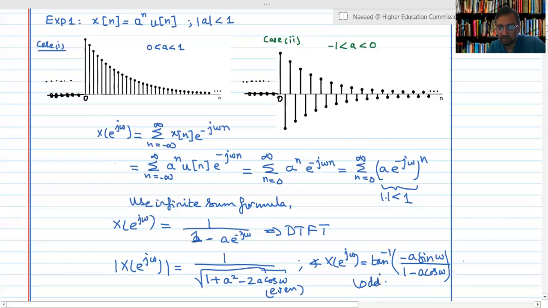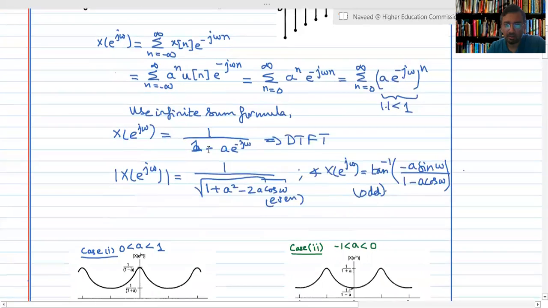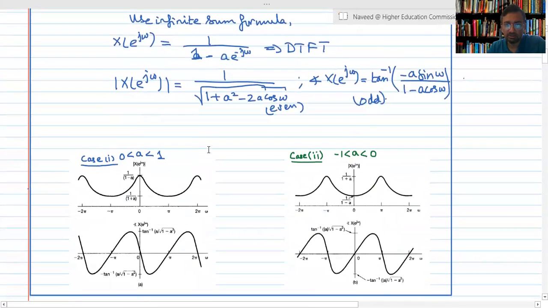And similarly, the real part of this function will be even function of omega, and the imaginary part is an odd function of omega. So we have conjugate symmetry, and this conjugate symmetry is from the fact that x[n] is a real function. And here are the plots of the magnitude and phase for both the cases when a is positive and when a is negative.